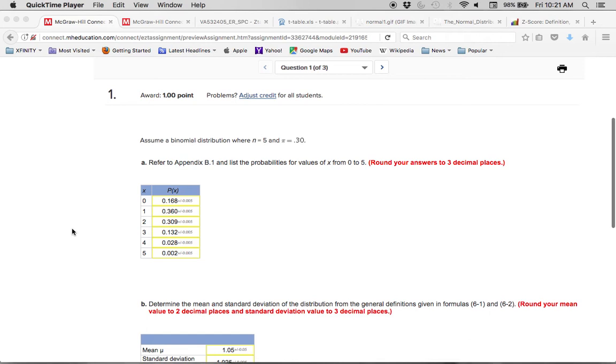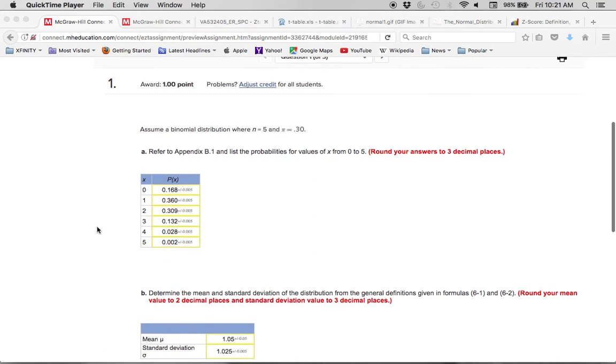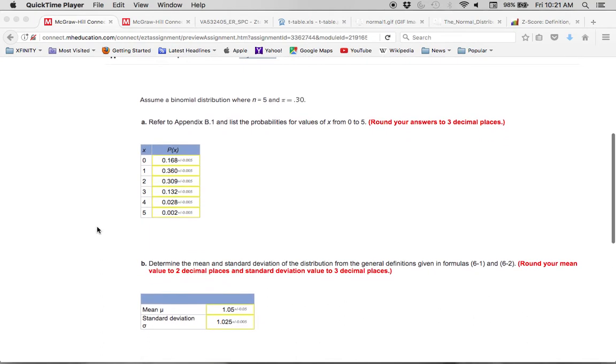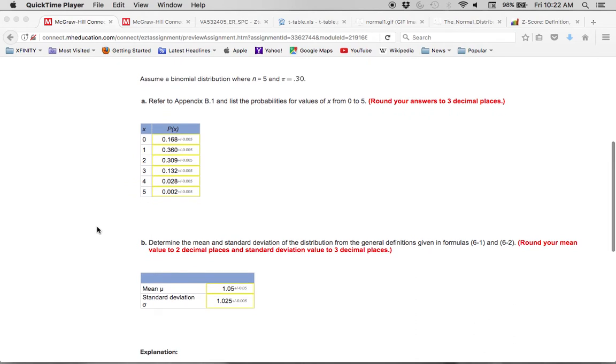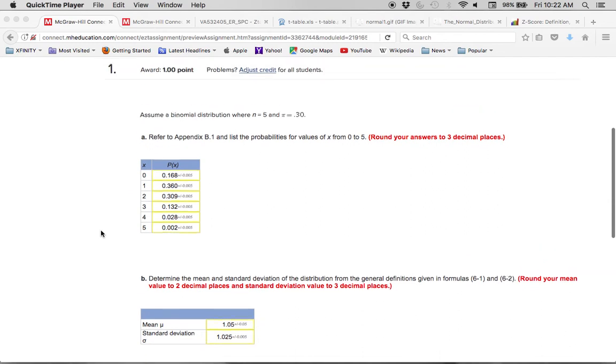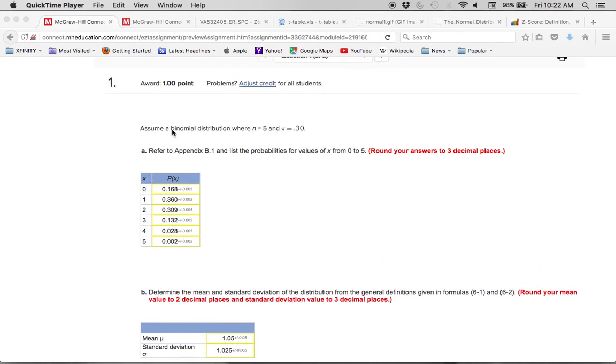But we should be able to use that Excel assignment that we all did, most of us did, to supplement this problem. Okay, so here they're giving us the answers already, but how do we figure this out? So assume a binomial distribution where n equals 5 and pi, or probability of success, equals 0.3.